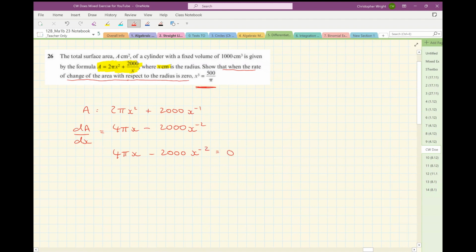Right, let's multiply everything by x squared. That's going to give me 4 pi x cubed minus 2000 equals 0. So 4 pi x cubed equals 2000. So pi x cubed equals 500. So x cubed equals 500 over pi. There you are. I have shown that when the rate of change of the area with respect to the radius is set to 0, x cubed is equal to 500 over pi.